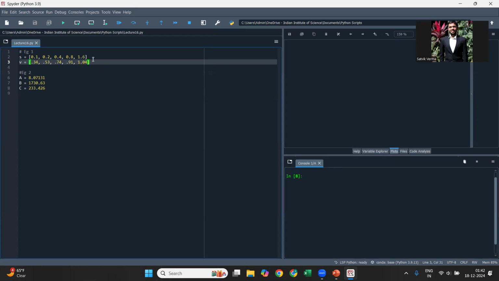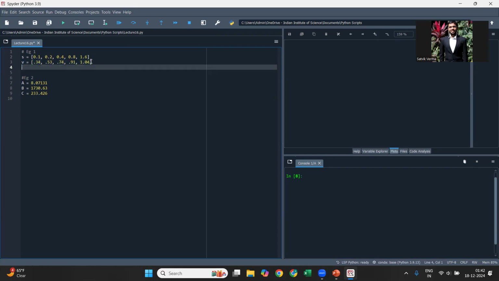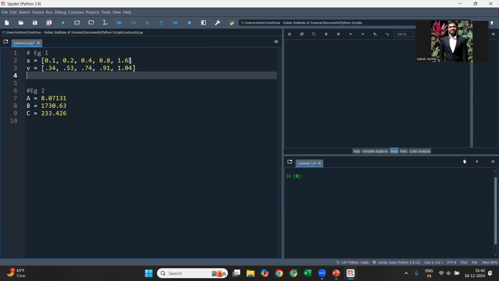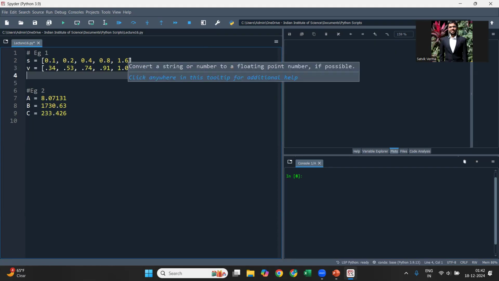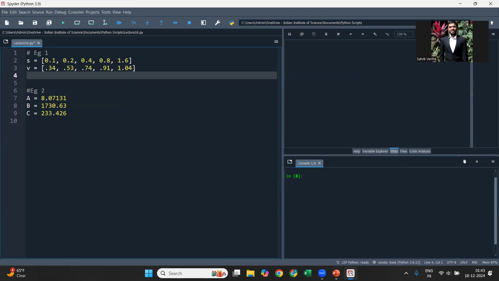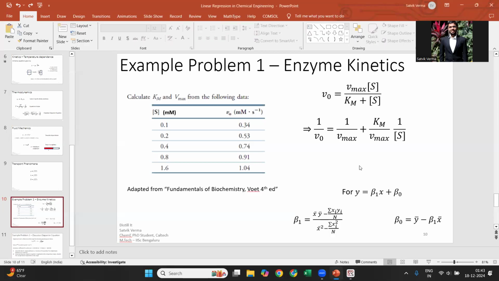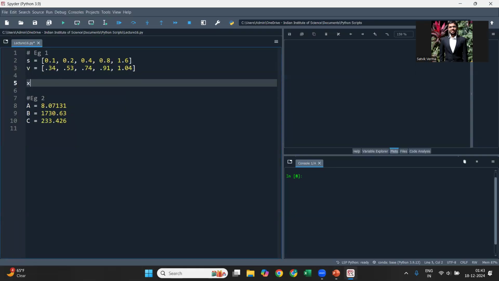So I have written these values for both the examples. So substrate concentrations are in this list S, and the velocity or the rate values are in this list. Okay. So now, as we said that we'll be using list comprehensions quite extensively now, so let's start with that. So in my problem, X is 1 by S. So let's make up an X array. So X array is 1 by S.